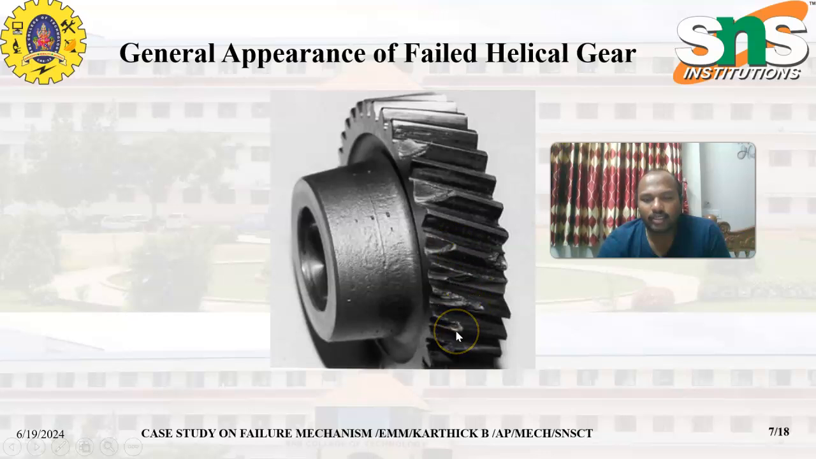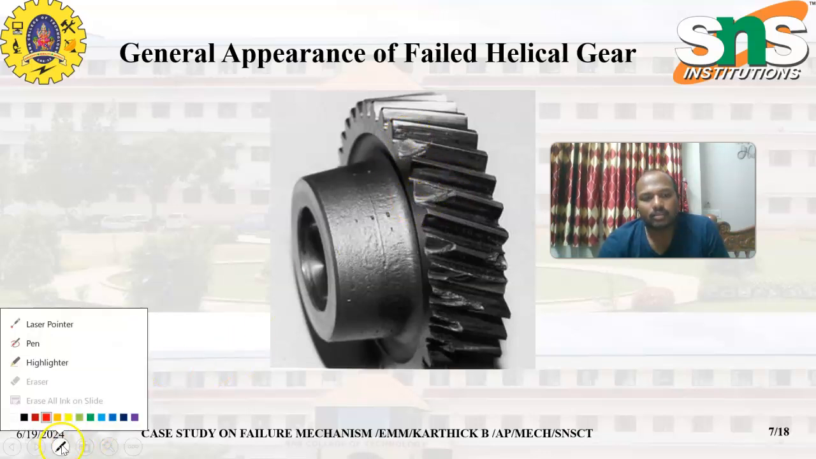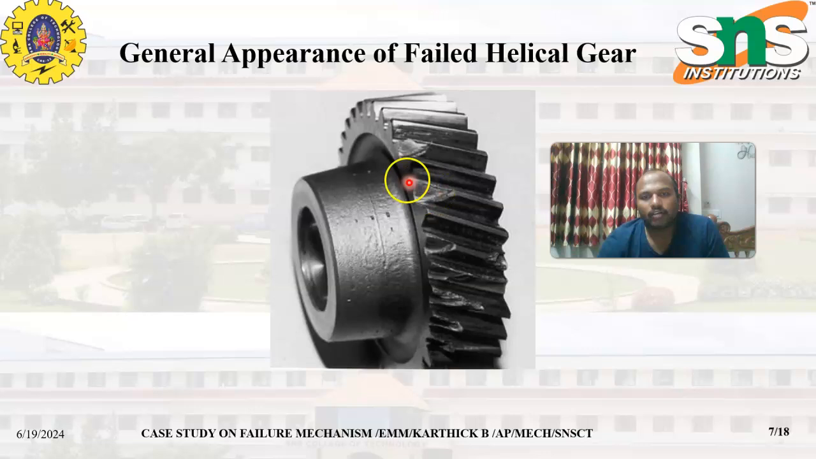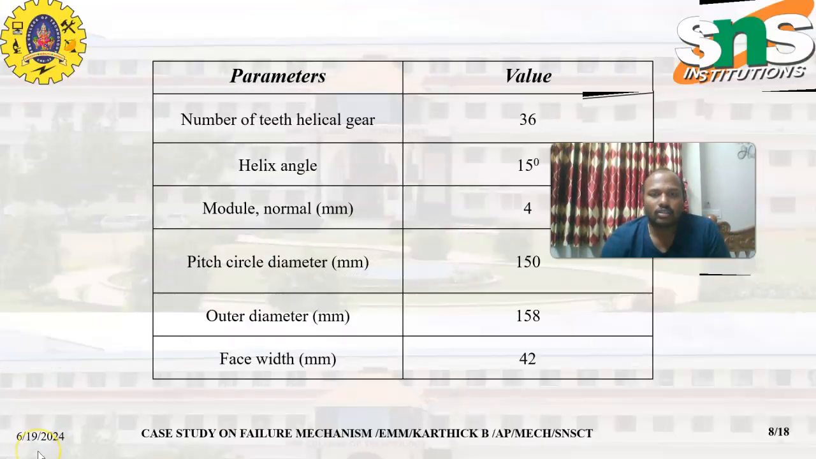In a naked eye or visual inspection, we can see there are some main breakages, which are seen here. So these are the breakage paths of that gear. See, on this side the teeth are in good alignment as here, but you can see there are some breakages. So this is the general appearance of the failed gear.